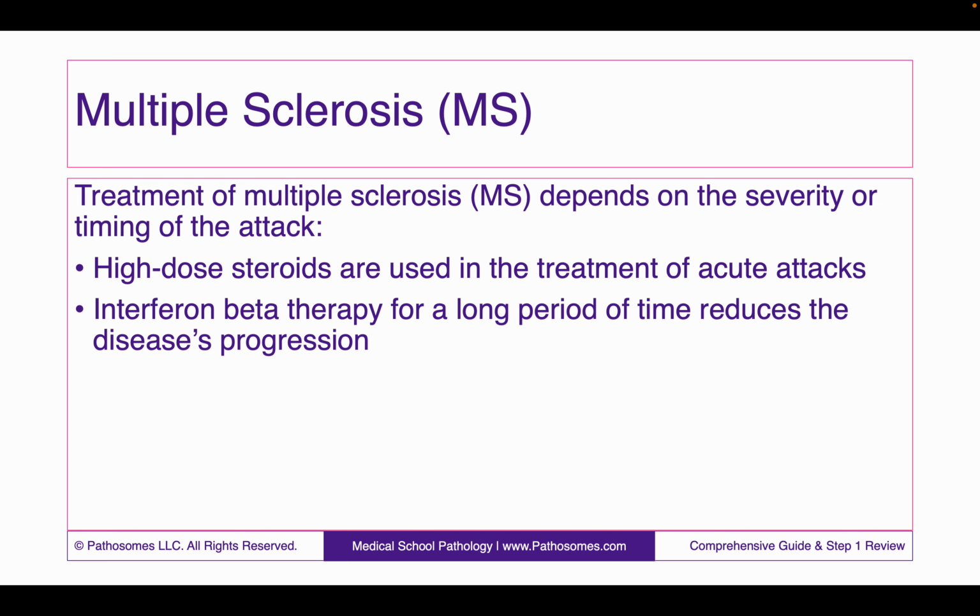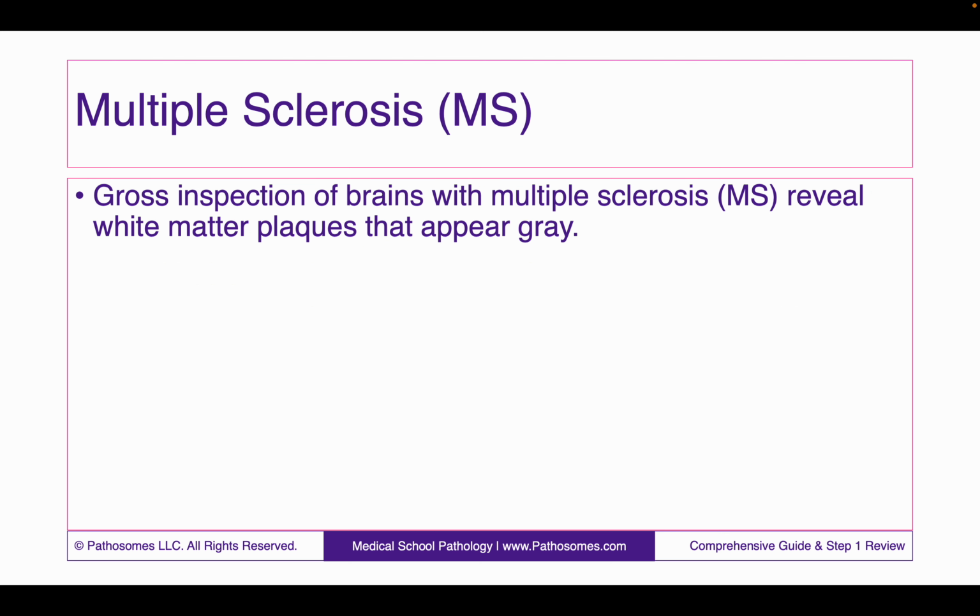Treatment of multiple sclerosis depends on the severity or the timing of the attack. High-dose steroids are used in the treatment of acute attacks. And interferon beta therapy for a long time reduces the risk of progression of disease. Gross inspection of brains with multiple sclerosis typically reveals white matter plaques that appear gray.